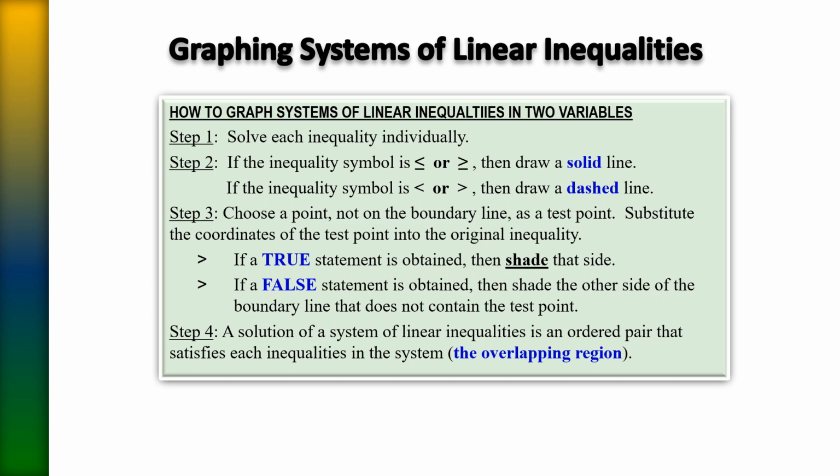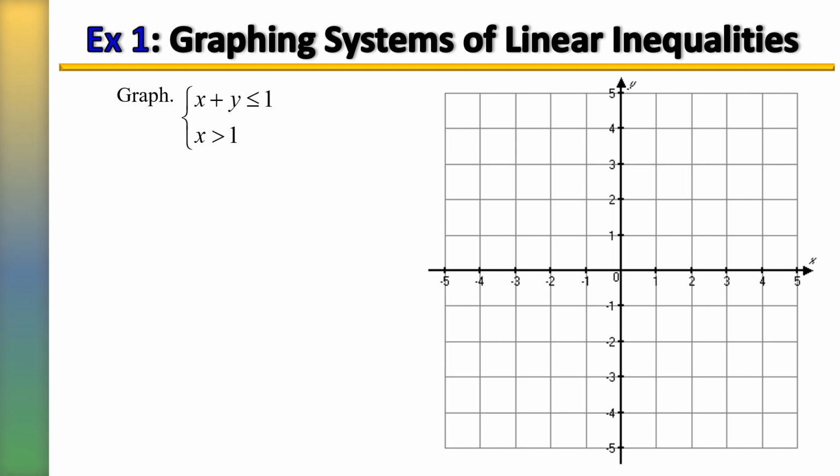Now, the solution to graphing systems of linear inequalities is going to be the overlapping region. In other words, the part that you shaded twice. So let's do an example. Here we're given two equations. The first one, a linear equation, x plus y is less than or equal to 1.